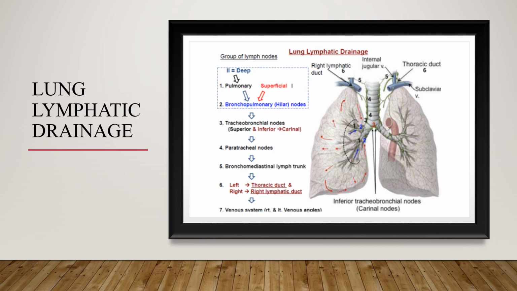Okay, as we did before in our presentation, the lung lymphatic drainage. It starts with the deep and superficial pulmonary nodes, then goes to the bronchopulmonary hilar nodes, then to the tracheobronchial nodes, the superior and inferior, and then to the paratracheal nodes. From the paratracheal nodes it goes to the bronchomediastinal lymph trunk, and the left goes to the thoracic duct and the right goes to the right lymphatic duct, and then back to the venous system, or venous angles. This picture also illustrates everything I said.